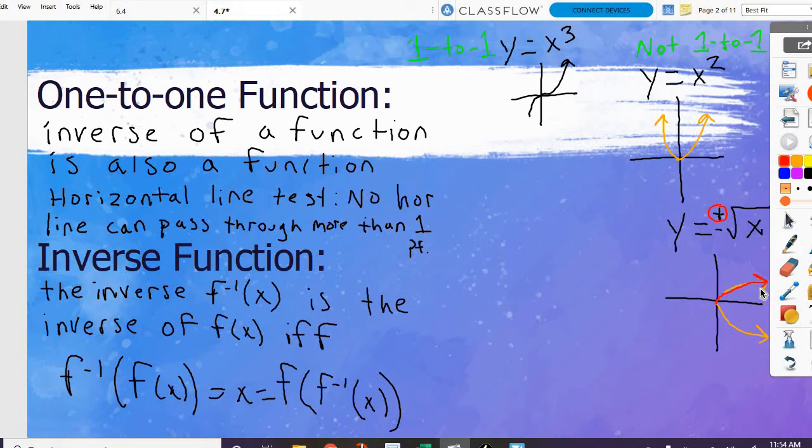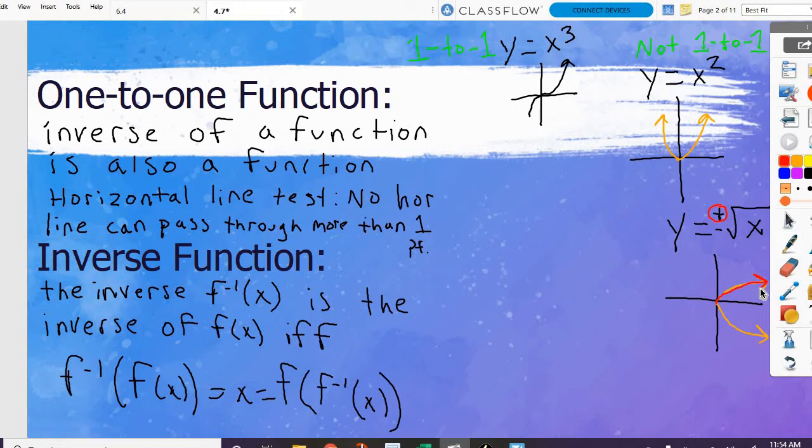So, if we're just looking at the positive portion of our square root of x graph, we need to go back and look at, for my x squared graph, which portion of that graph would give me just the positive portion for my square root? What do we get? The left side or the right side? Left? Sure?